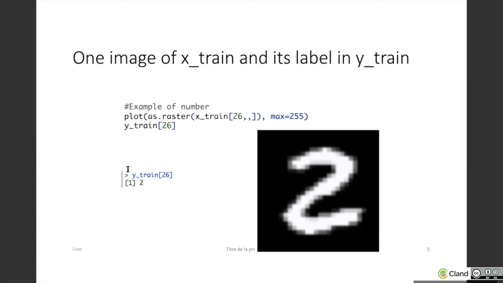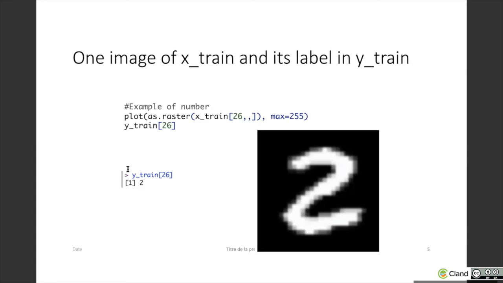So here the image corresponds to a raster of 28 by 28 pixels. And each pixel includes a color between white and black. So it's a gradient of gray color. And the gradient of gray color is a number between 0 and 255. When it's 0, it's black. When it's 255, it's white. And when it's between 0 and 255, it's some kind of gray.